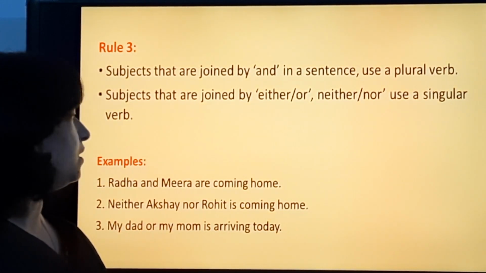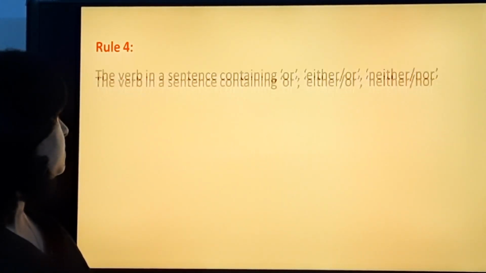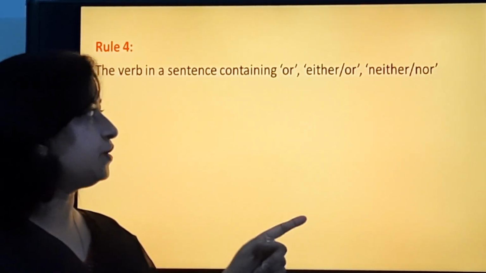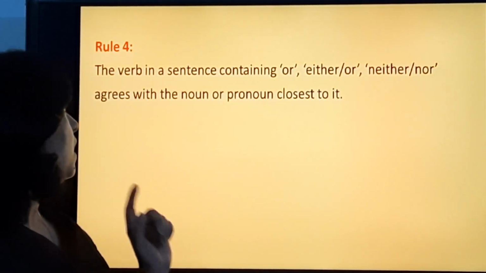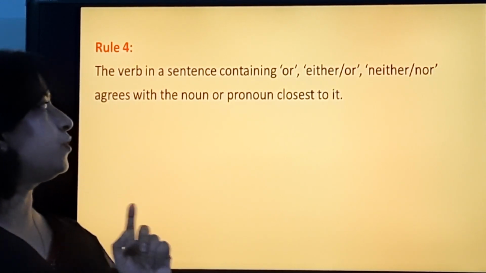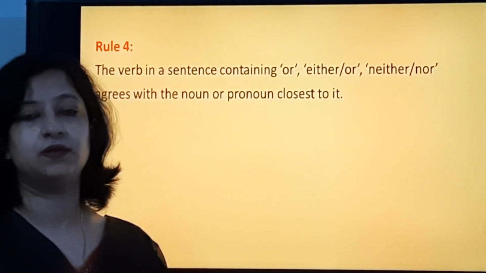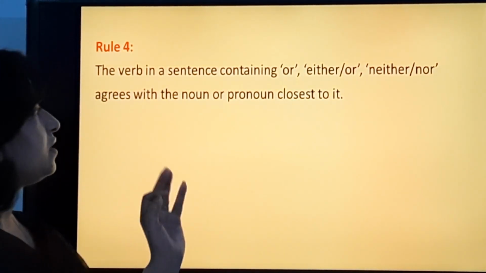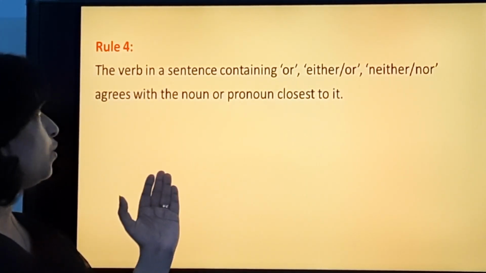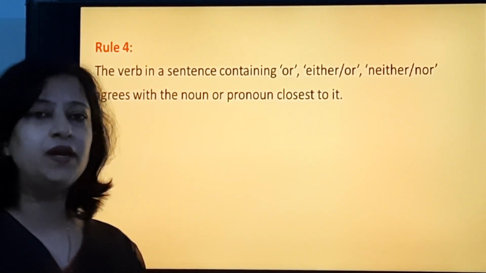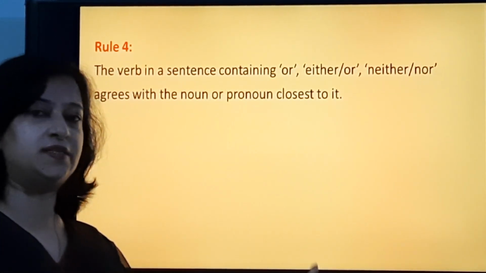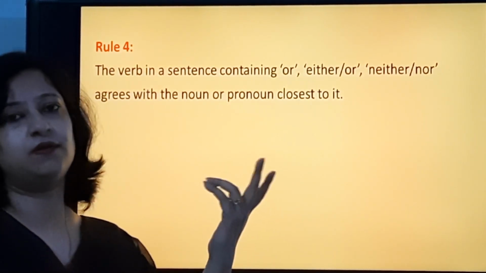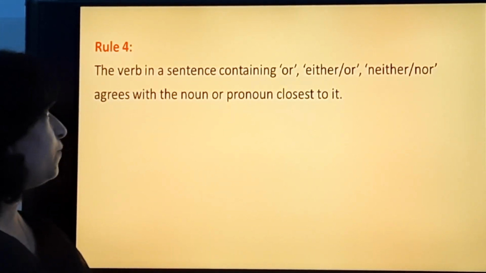Okay, let's see the next rule. The verb in a sentence containing or, either/or, neither/nor agrees with the noun or pronoun closest to it. This is a very important rule to remember, children. Whenever there is the use of either/or, neither/nor, you will focus only on the subject that is closest to the verb. Let's see how we look at this.